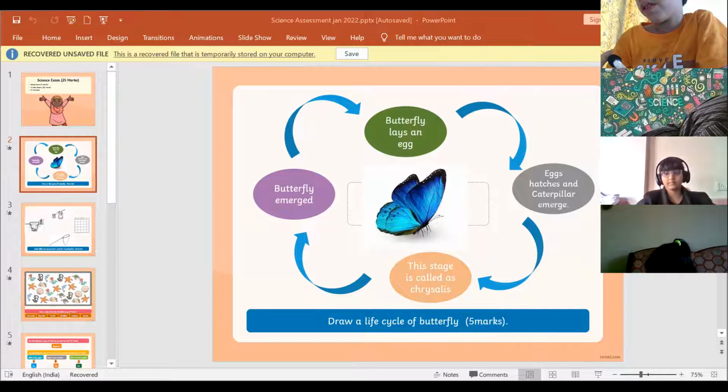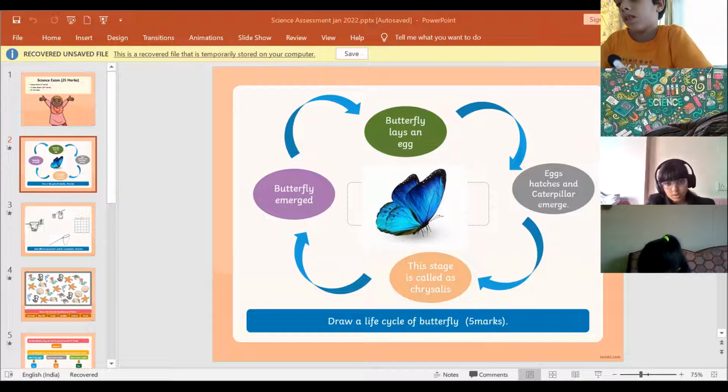I'm not done yet. You have one more minute. And see, the coloring part, do it later on, okay? Once your paper is done, later on you can do the coloring part. Just do the drawing part right now.